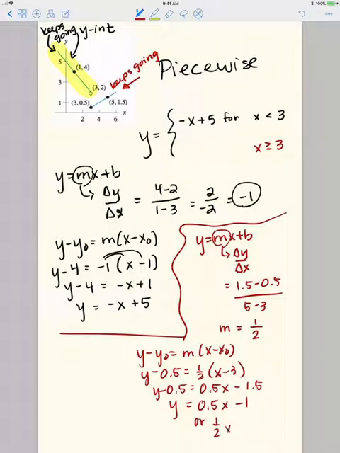And then if I add the 0.5 over, I get the equation 0.5x minus 1, or you can do 1/2 x minus 1. It's really interchangeable for here unless it tells you to do decimals. So the equation is 1/2 x minus 1 defined for x values that are greater than or equal to 3. And that is the answer to our piecewise function.